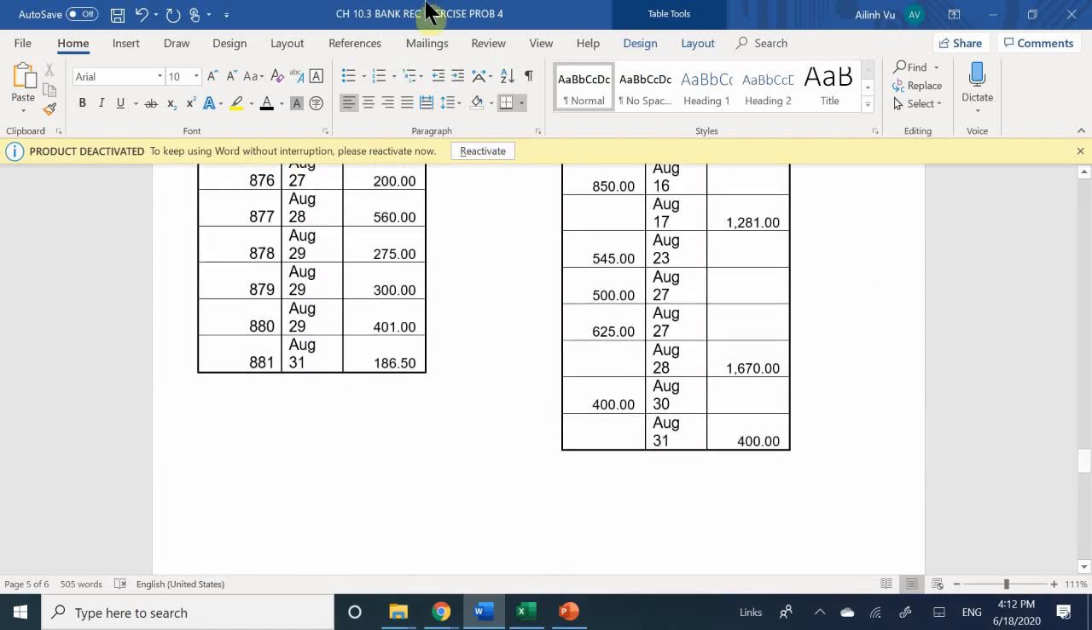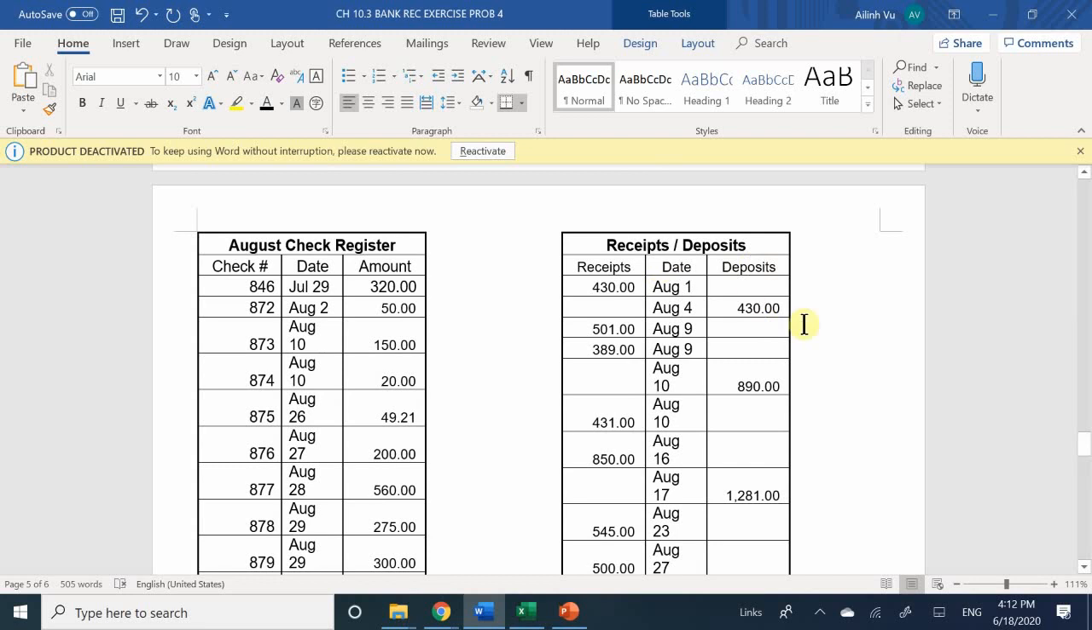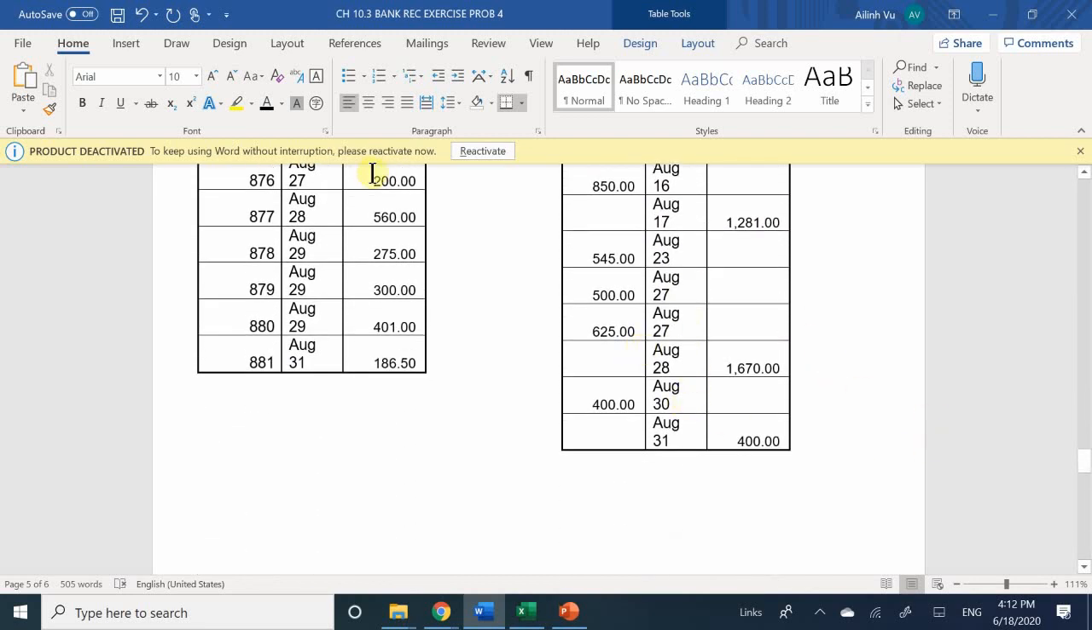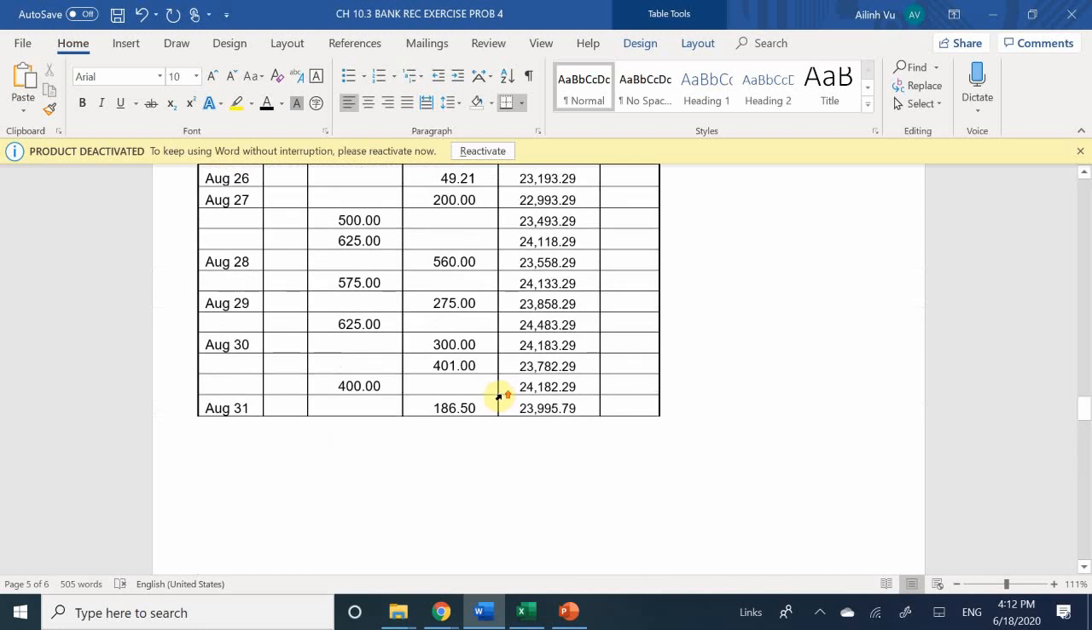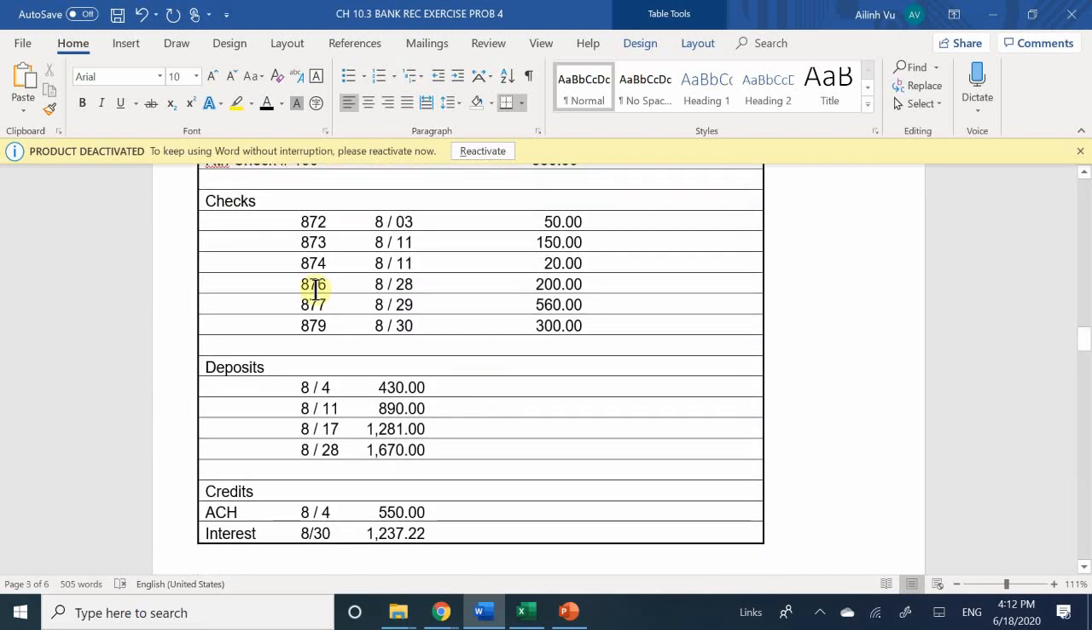So let's go ahead and look here. The first thing you want to determine is what is the total amount of deposits you have? You have 1, 2, 3, 4, 5 deposits. You're supposed to have 5 deposits, but let's go look in our bank statement. And what do we recognize in deposits? We only have 4.